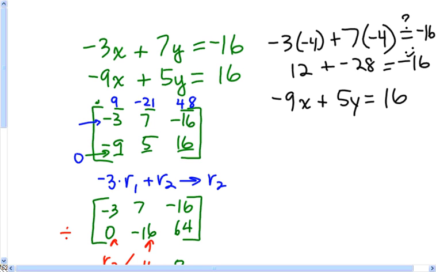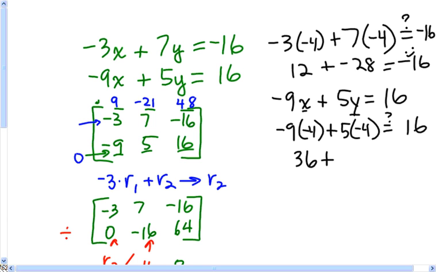And the second equation, negative 9x plus 5y is equal to 16. Again, we're going to replace x and y with negative 4. That's what we think the solution is. I'm hoping that equals 16. Negative 9 times negative 4 is positive 36. 5 times negative 4 is negative 20. And 36 plus negative 20 is 16. Now I'm really happy because both numbers work, and I used a matrix to solve that system.